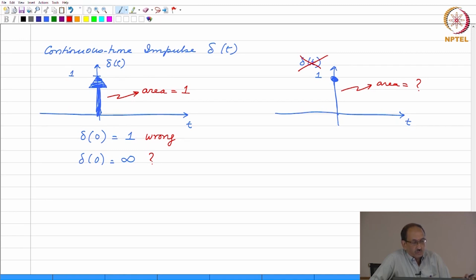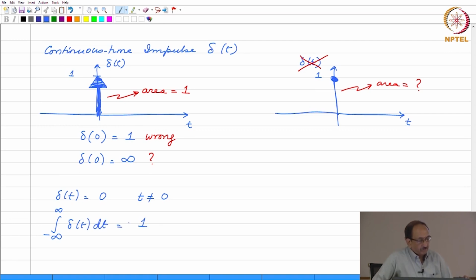But what we are used to in terms of delta function is this. The definition that you will find most common in engineering textbooks is delta of t is 0 for t not equal to 0, and then the integral from minus infinity to plus infinity of delta of t dt must be 1. So, this is the unit impulse.